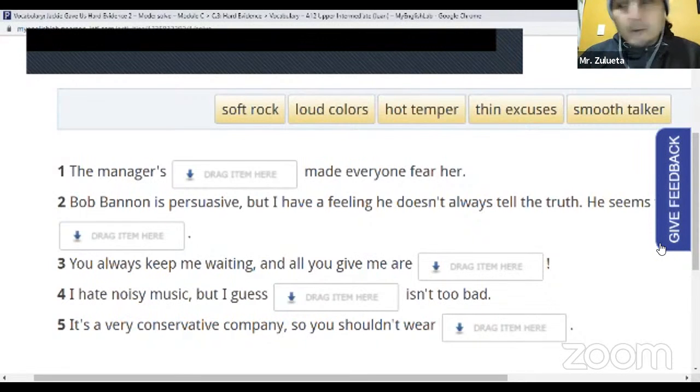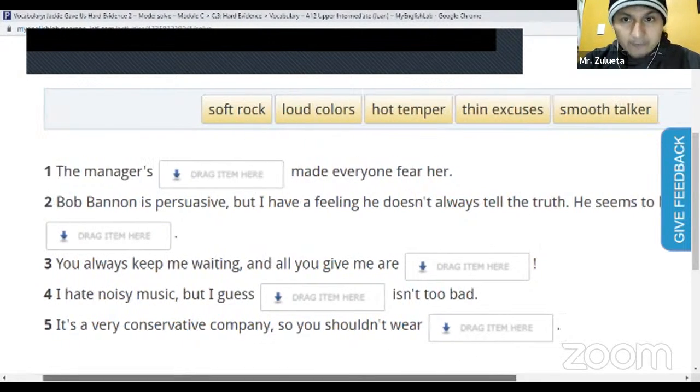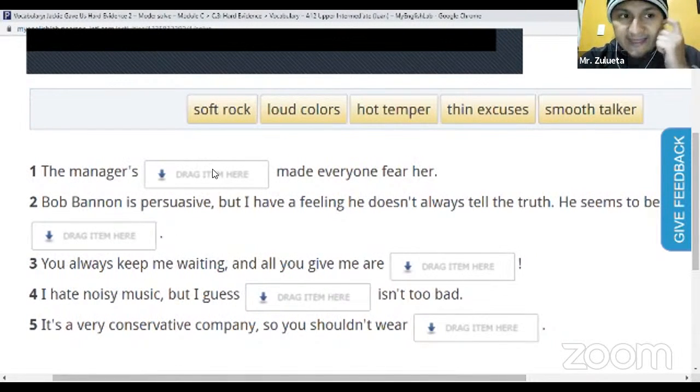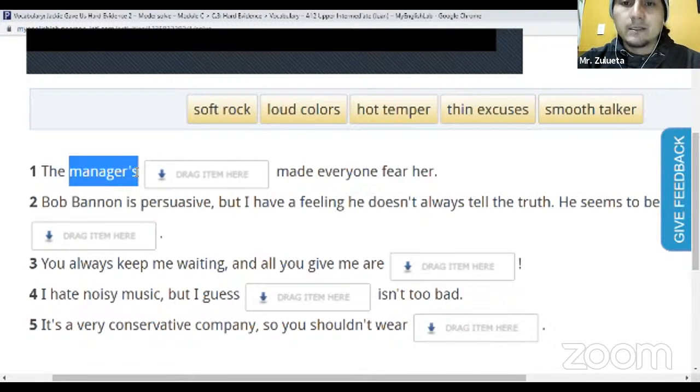Okay, these are the words that I was talking about. They sometimes are either literal or in a figurative way. So, for example, let me see, one moment. I got it. From the answers above, which one do you think goes in that particular sentence? For example, the manager made everyone fear her. Remember, fear is to be afraid of something. So the manager must be either really angry or she has an attitude. So with that information, which of these do you think?